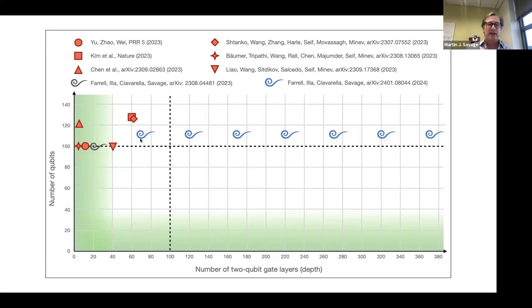And the work that we did in January took us to a gate depth of 370 on 112 qubits. So we were able to blow through this vertical dashed line by about a factor of four. And so I want to explain how we did this. And that's most of the rest of the talk.